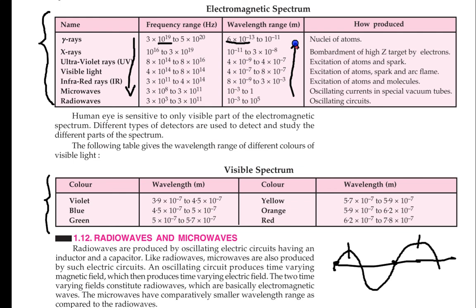Increasing order, increasing order. So 10 to the power minus 13 is less than 10 to the power minus 3. Right? Here it increases.